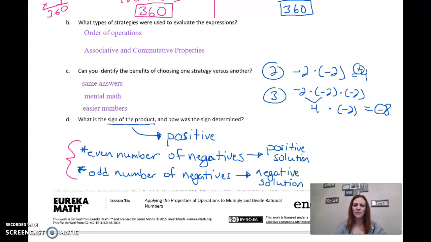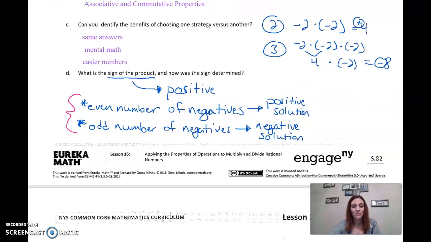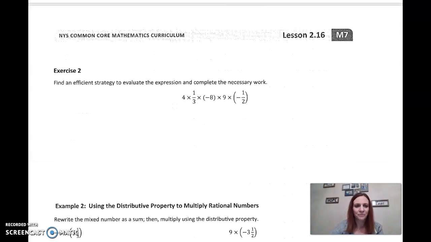This is kind of an important idea. And you might run into some questions like that sometime. Oh, this problem has 7 negatives. Will my solution be positive or negative? 7's odd, it'll be negative. All right, let's try one more example.